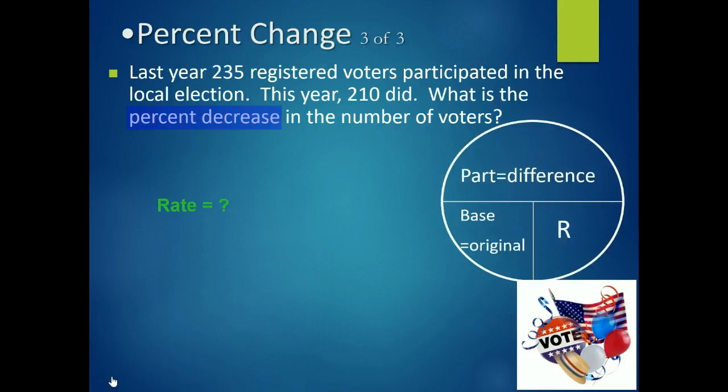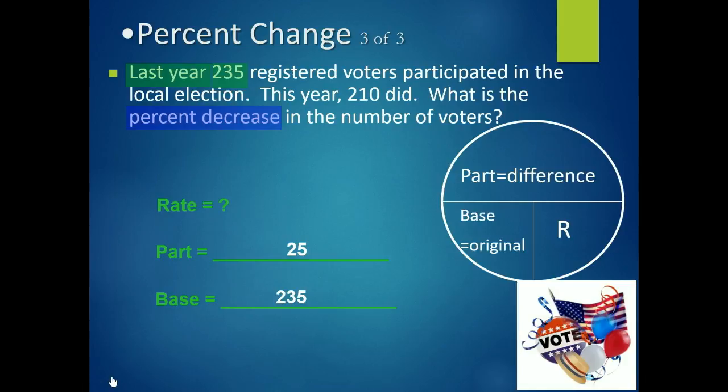To solve for the rate, we need to identify the part and the base. The part being the difference, and in this case, the amount of decrease. We'll take the two values given, last year and this year, subtract to give us 25, and the base then is the original number. In the problem, last year is the original amount of 235, so that will be our base quantity.